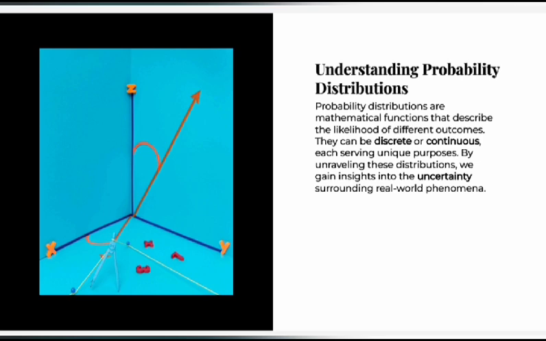Understanding probability distributions. Probability distributions are mathematical functions that describe the likelihood of different outcomes. They can be discrete or continuous, each serving unique purposes. By unraveling these distributions, we gain insights into the uncertainty surrounding real-world phenomena.